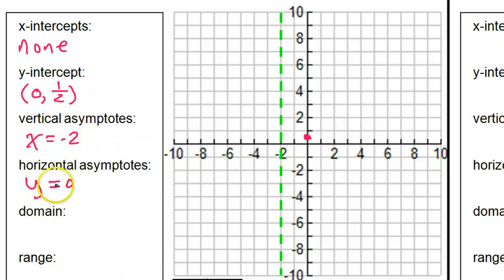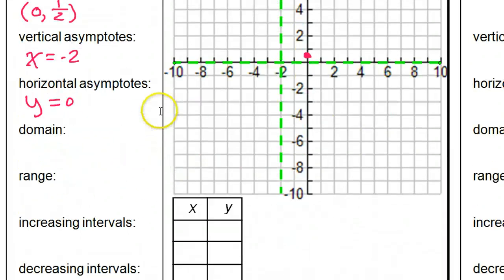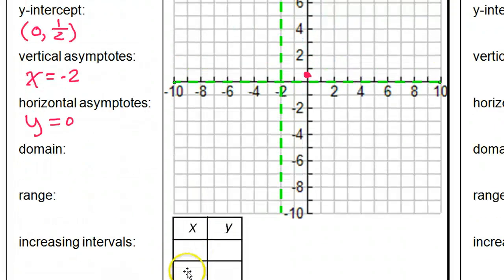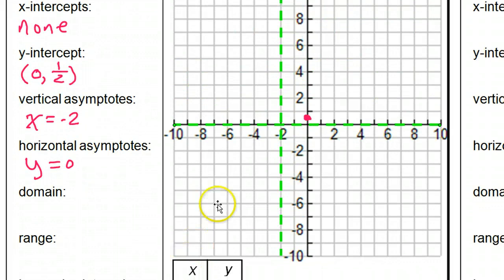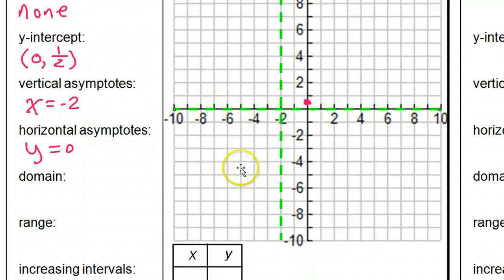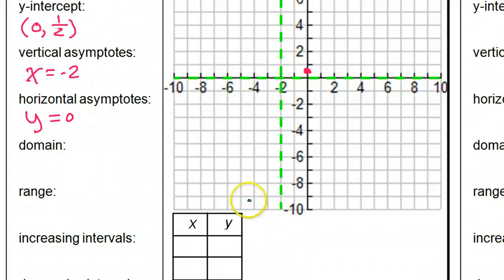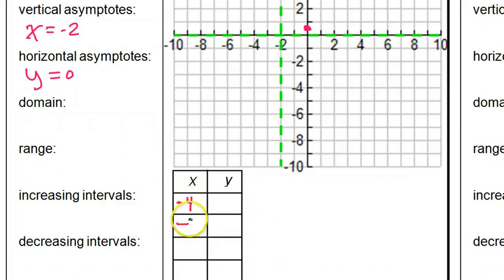Anyway, let's graph the horizontal asymptote. All right, it's time to plot some points. We will plot this many points at a minimum. 1, 2, 3, 4, 5, 6, 7. We will plot a minimum of 7 points, people. We need at least 2 points on the left and 2 points on the right of the vertical asymptote. So I'm definitely going to do -4 and -3 for sure.